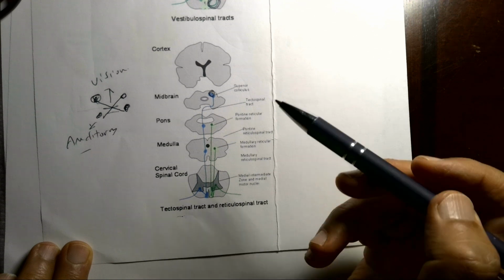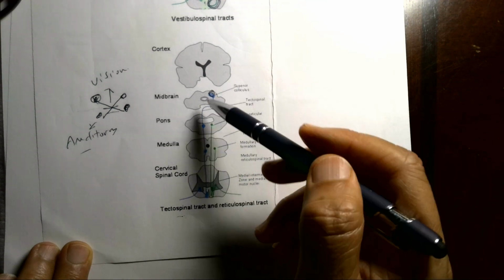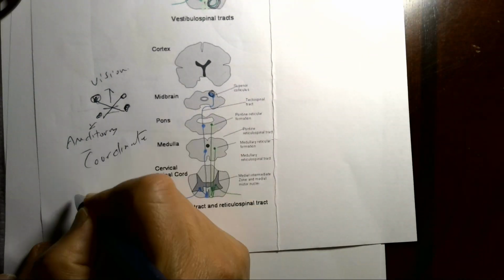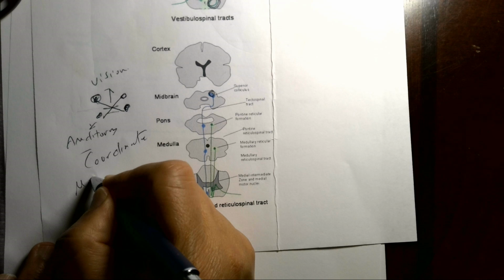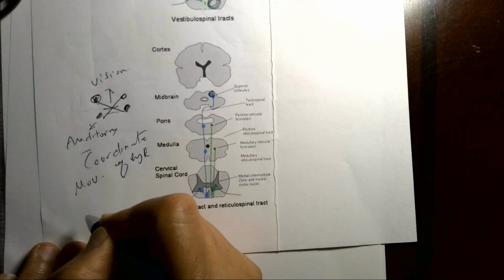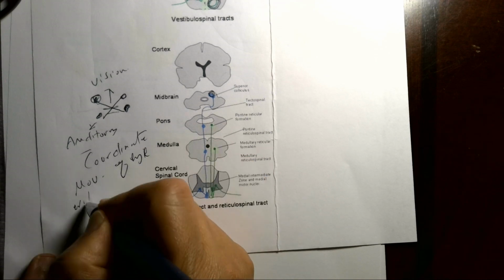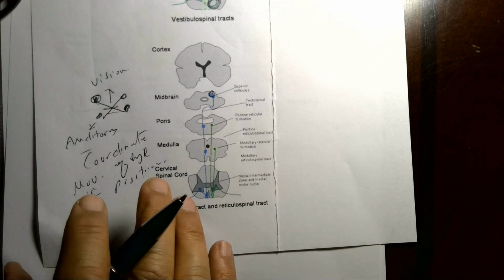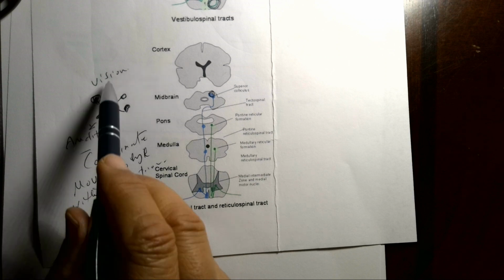So basically coordinating movement of the eye with the position of the head, okay, and also the neck. So basically this is part of the medial system.